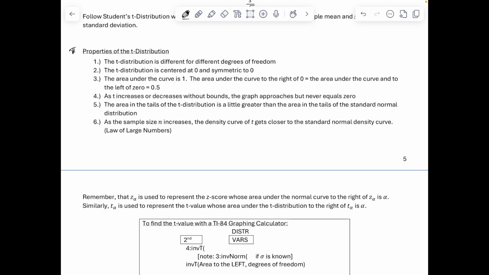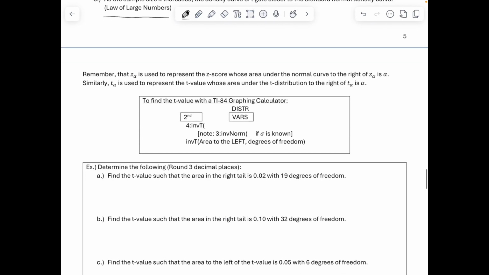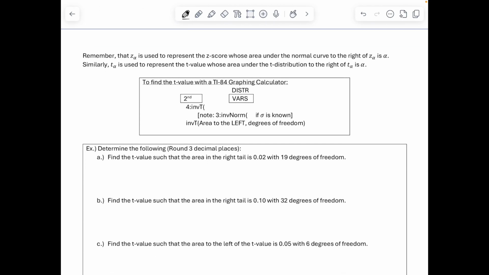And 5 says the area in the tails of the t-distribution is a little greater than the area in the tails of a standard normal distribution. 6 says as the sample size n increases, the density curve of t gets closer to the standard normal density curve, and this is called the law of large numbers. So very similar properties to what we had seen in our normal distribution.